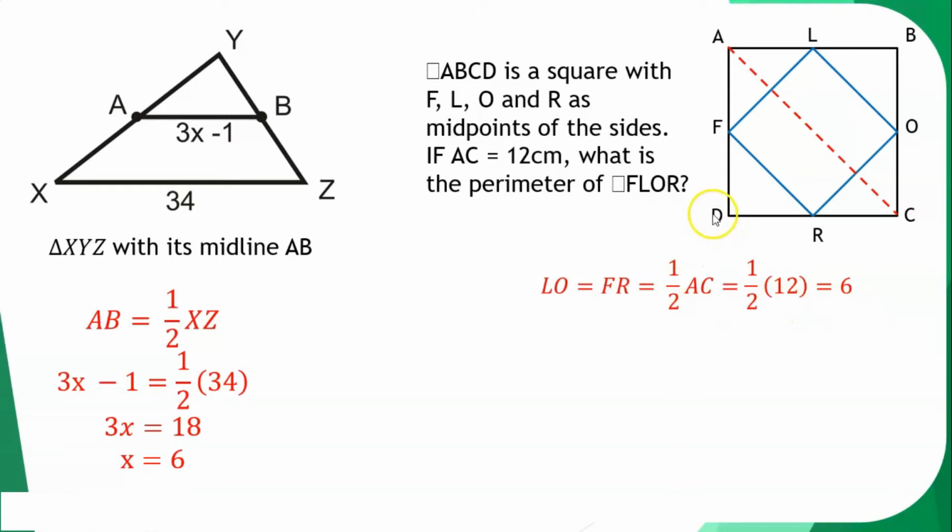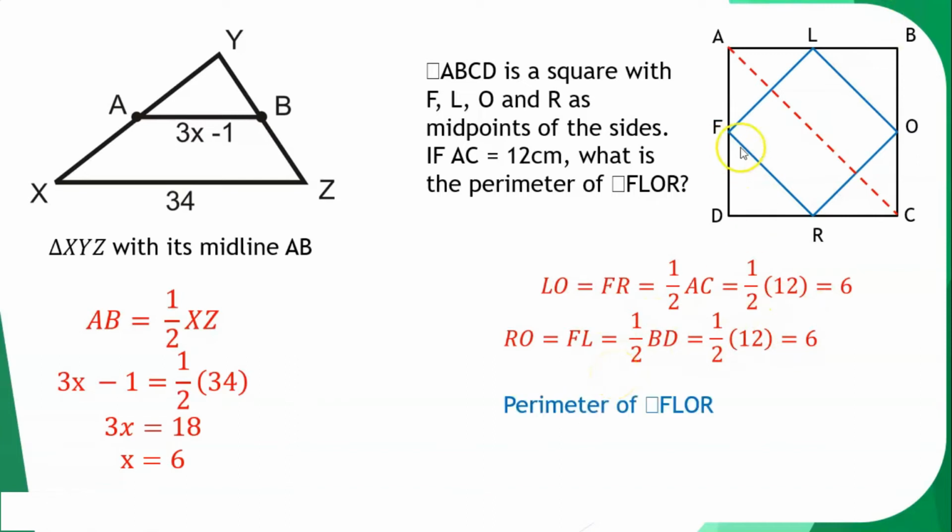Now the same thing if we draw a diagonal connecting B to D. With that, RO is also congruent to FL, which is half of 12, so therefore it's also 6. Now, getting the perimeter of quadrilateral FLOR would simply mean adding all of these blue sides here. That would be 4 times 6, or 24 centimeters. So take note of that.